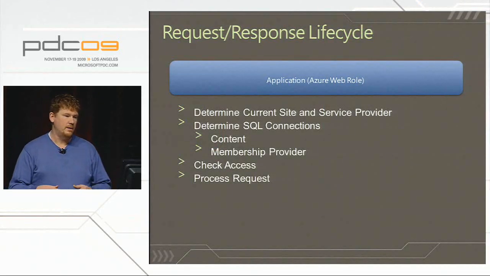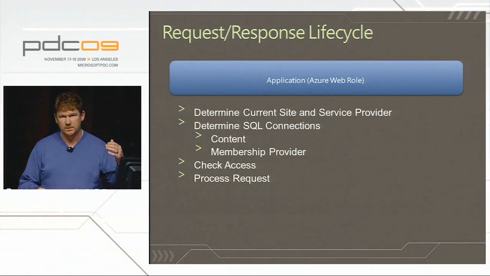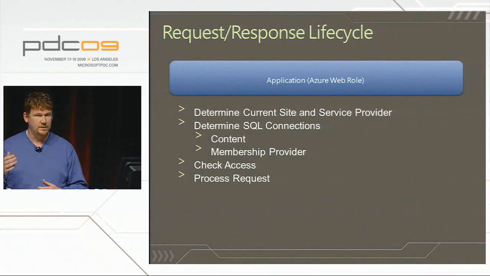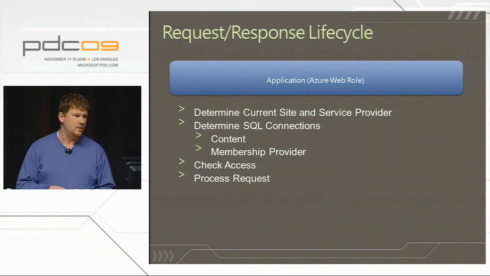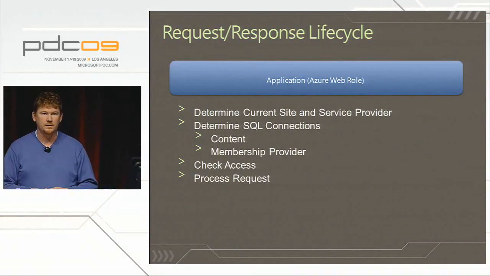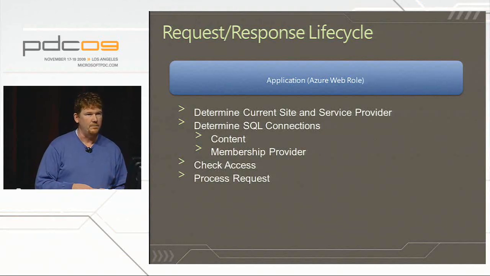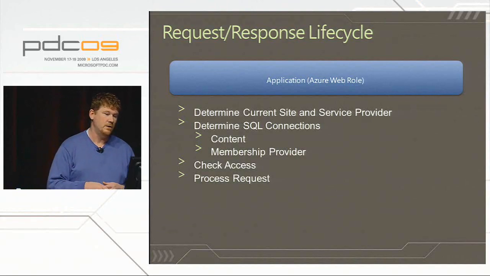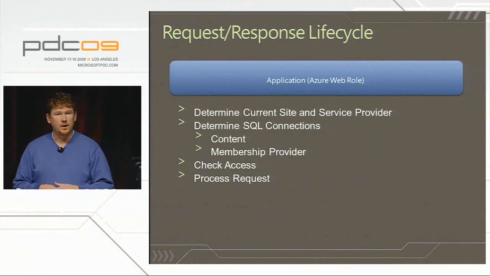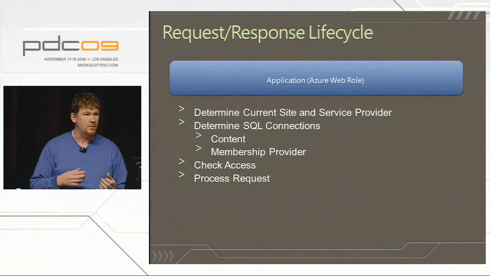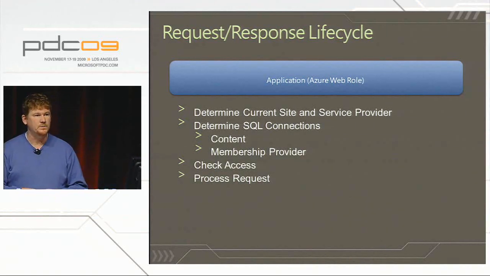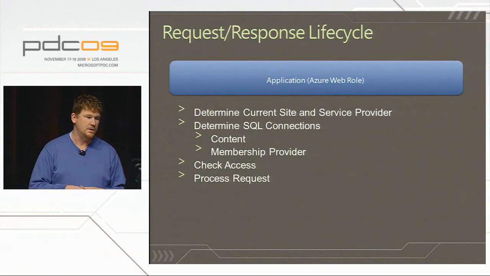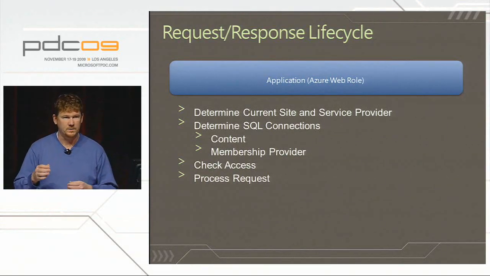At a very high level, this is the sequence of events that happens on every request that comes into our system. First thing that happens, and this is all happening in our web role in our C# code, is we determine the current site and the service provider. That may come from the URL. If you're entering the site anonymously, it may come from the current session, and so on. We then determine the SQL connections that we're going to need in order to process that request. Because we can share data all over the place, and we have a partitioning model in SQL Azure that allows us to get components from our system from anywhere.